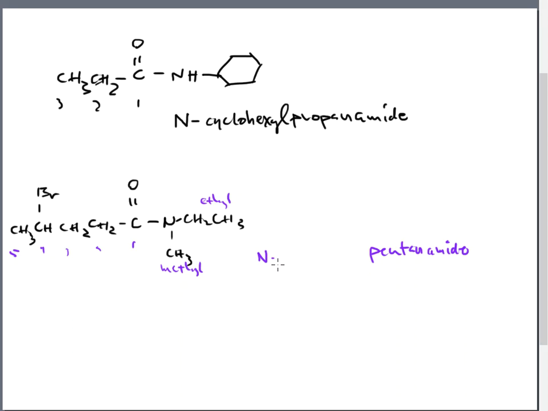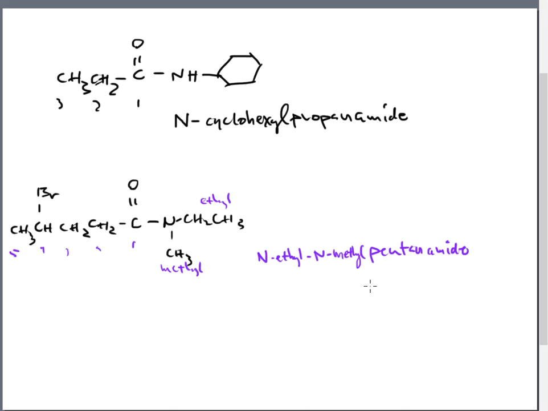I have a N-ethyl, but I also have another group attached to the N. So I have to write the N again. Methyl. Folks, that is no different than groups appearing on the same carbon. If I had 2 methyl groups on the carbon, I would write 2, 2.